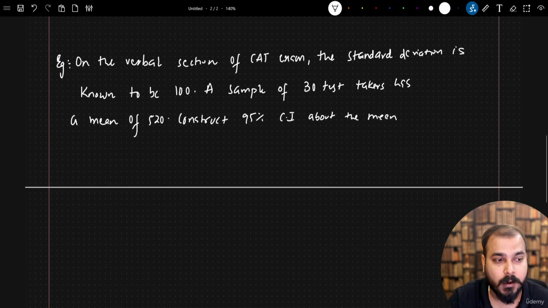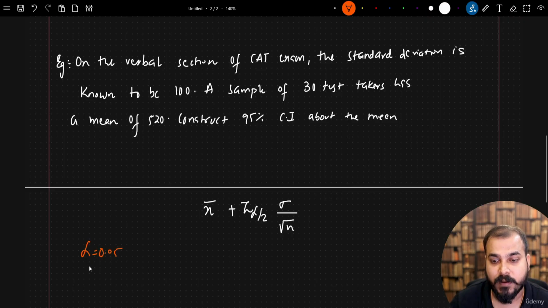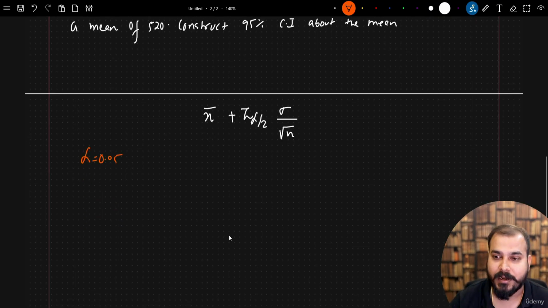Now on this, what we can basically do is first of all assume the formula. Over here, we know my formula is X bar plus Z alpha by 2 times the standard deviation by root n. Now what is this Z alpha by 2? We know the alpha value is 0.05, so alpha by 2 will be nothing but 0.025. So over here, let's go ahead and calculate.